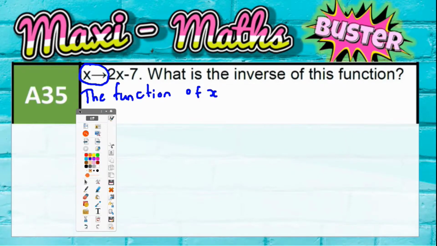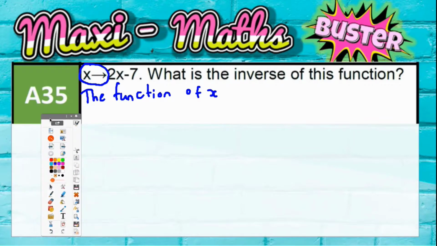And functions in maths are what you do to numbers and what you do to letters. So the function of x is basically a posh way of saying this is what you do to x. Now, having said that, we can take this a stage further. So this is what you do to x, 2x minus 7.